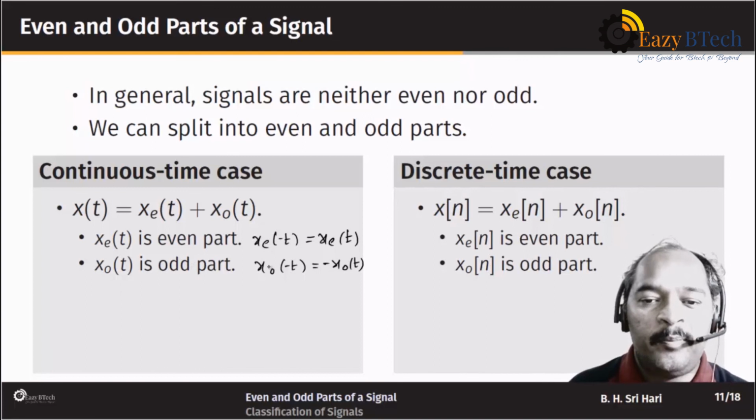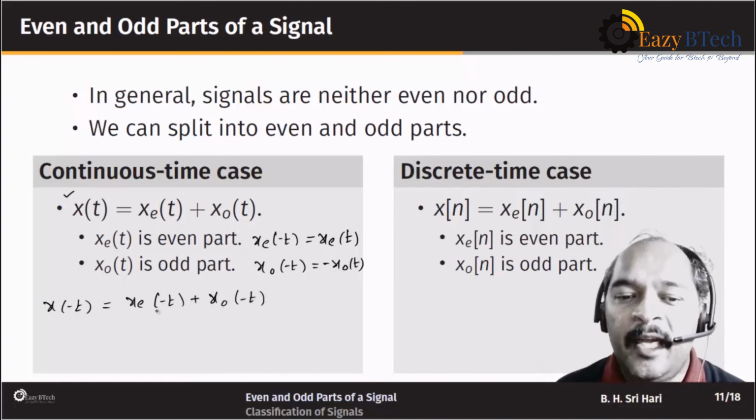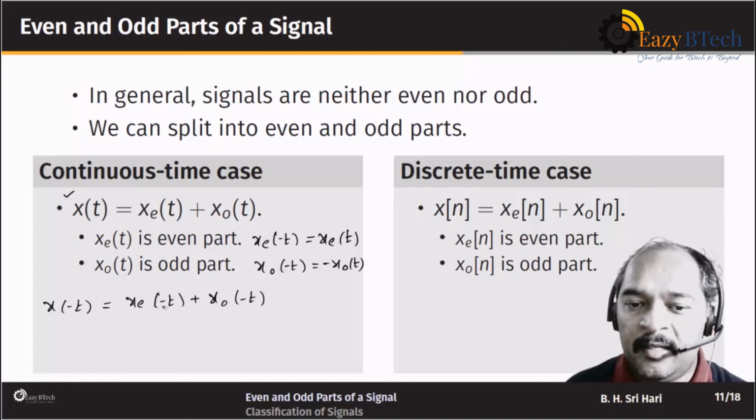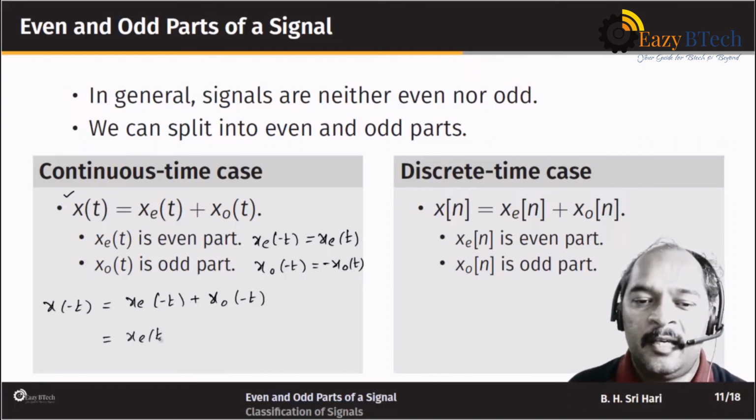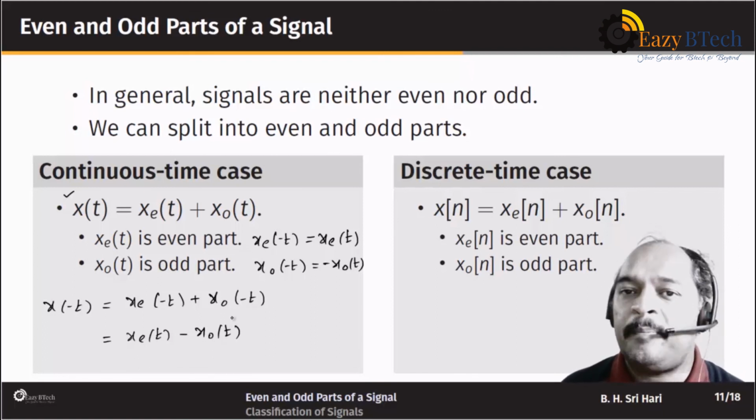So what do we have to do now? I replace t with minus t in this equation. So what will happen? x of minus t would be equal to xe of minus t, because I replace t with minus t, plus xo of minus t. But we know that even part is even and odd part is odd, so I can replace this with xe of t minus xo of t. Why? Because the odd part is odd.